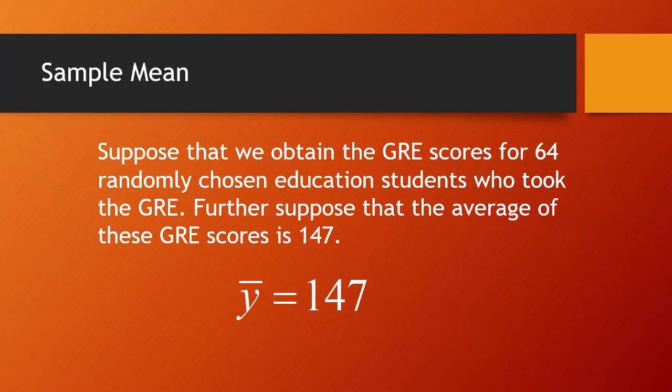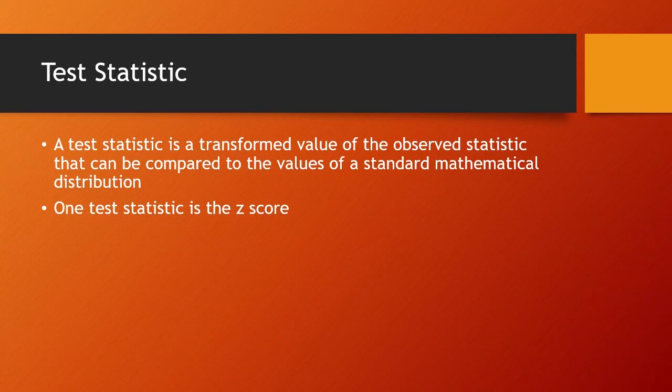Suppose we obtain the GRE scores for 64 randomly chosen education students who took the GRE. Further, suppose that the average of these GRE scores is 147. Our statistic here is the mean, and the sample mean is equal to 147. One possible test statistic that we can use here is the z-score.